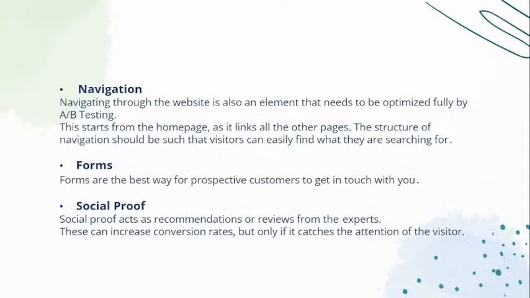Then navigation. Navigation is basically how we move from one page of the website to another. So navigation through the website is also an element that needs to be optimized fully by A/B testing. We start from the home page, as it links all the other pages. The structure of the navigation should be such that visitors can easily find what they are searching for. Then forms. Forms are the best way for prospective customers to get in touch with you.